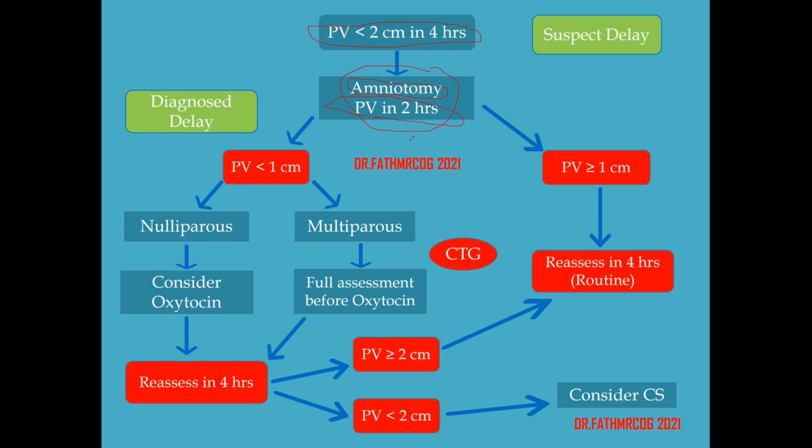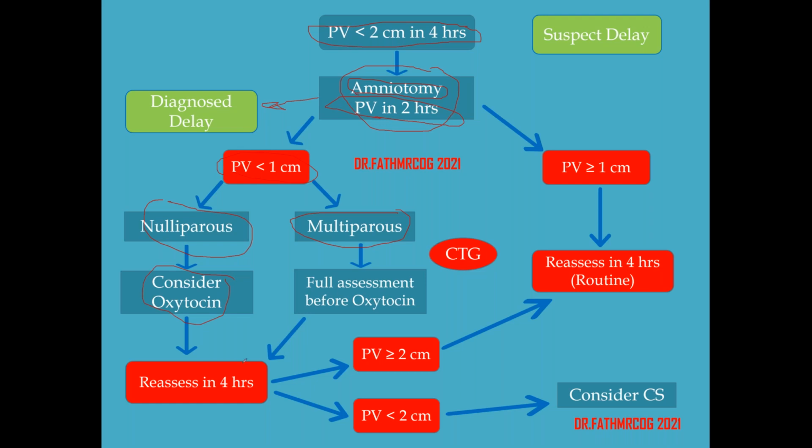So if you find the PV is less than 1 centimeter, you should look for the parity. This is the diagnosis of delay, because you did PV in 2 hours and found less than 1 centimeter. So we look for whether the patient is nulliparous or multiparous. If the patient is nulliparous, we will consider oxytocin.